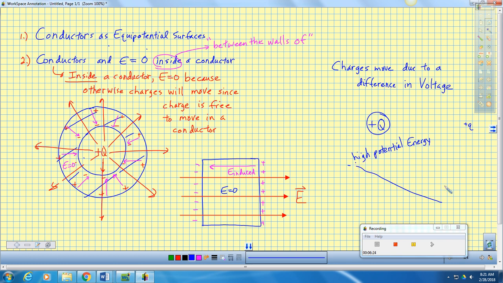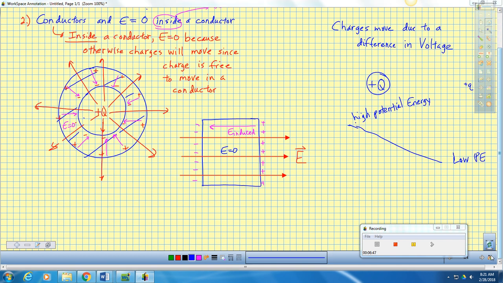Water always flows from higher potential energy down to lower potential energy. Now, what makes it do that? Well, there's a gravitational field, just like there's an electric field that makes charges move. There's a gravitational field that makes that water move, but at the same time, it always is going to flow because of the difference in potential, from higher potential to lower potential. Charge does the same thing.